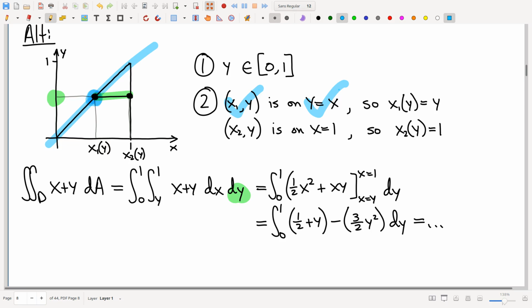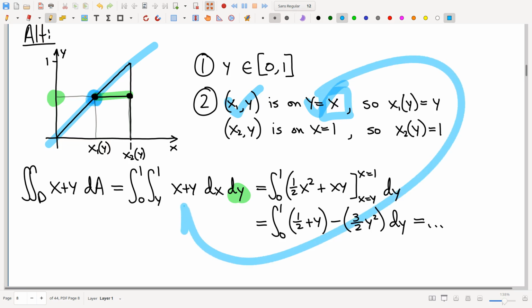So I'm looking for an x bound. So I need to find a way to view x as being a function of y, and x viewed as a function of y is computed with that formula. X is just y. Everybody good there? Very importantly that it's y. It's not x. It's y.